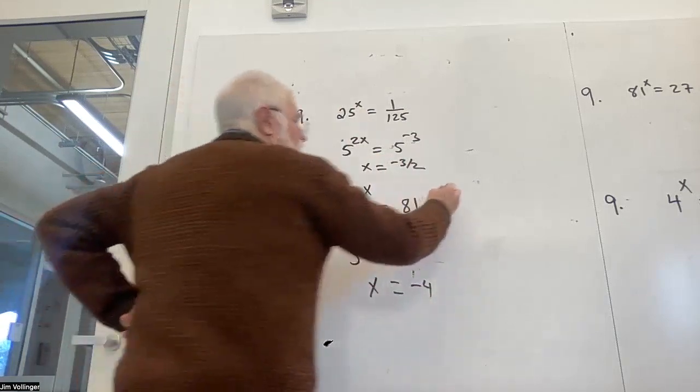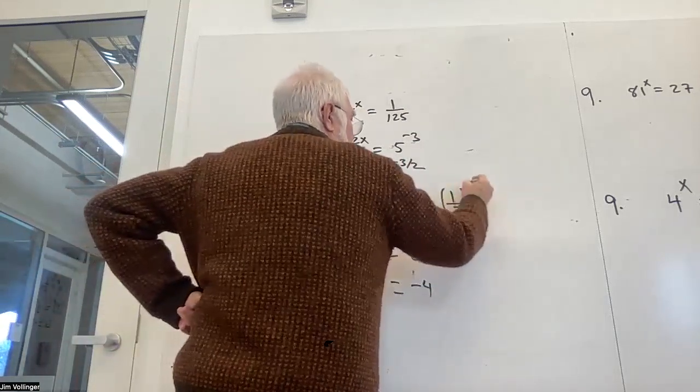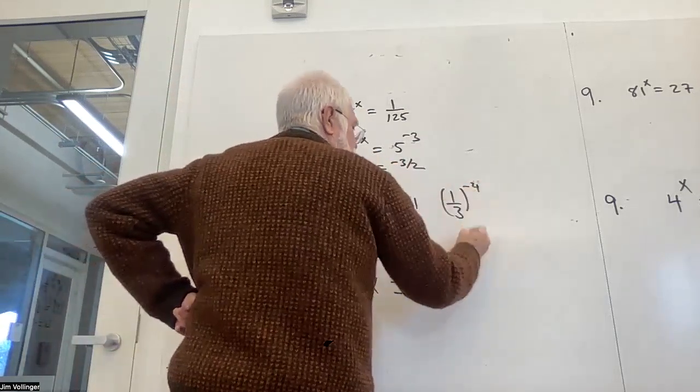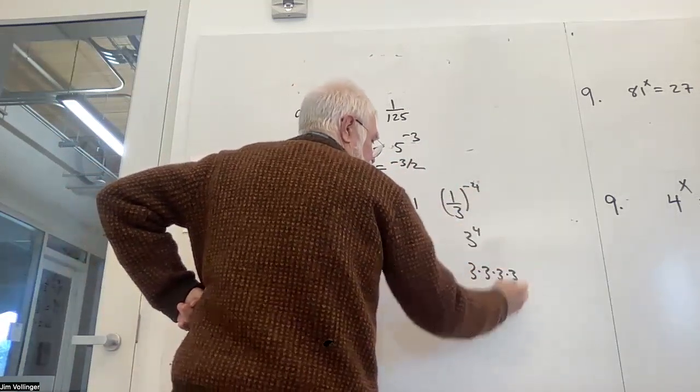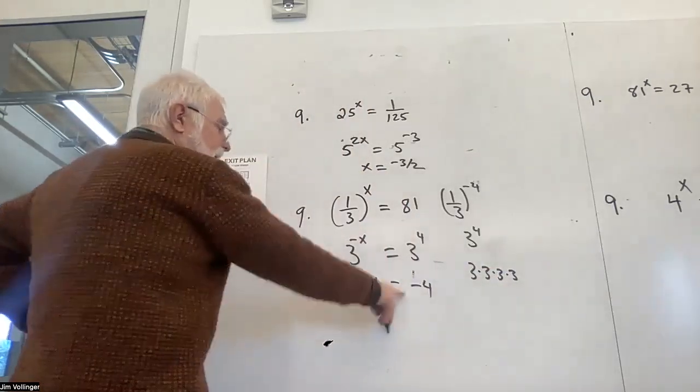So let's see, 1/3 to the -4, what would happen? Well, if I did the minus, then that's 3 to the 4. And 3 times 3 is 9, times 3 is 27, times 3 is 81. I like that answer.